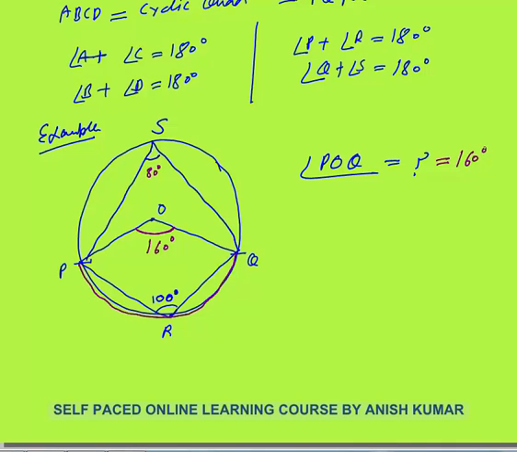The other way: we have been given this angle as 100. So you can take the arc PSQ. This arc PSQ is making an angle of 100 degrees at any point on the circle. The same arc will make a 200 degree angle at the center. The total value of angles around a point is 360, so if this angle is 200, this will be 160 degrees.